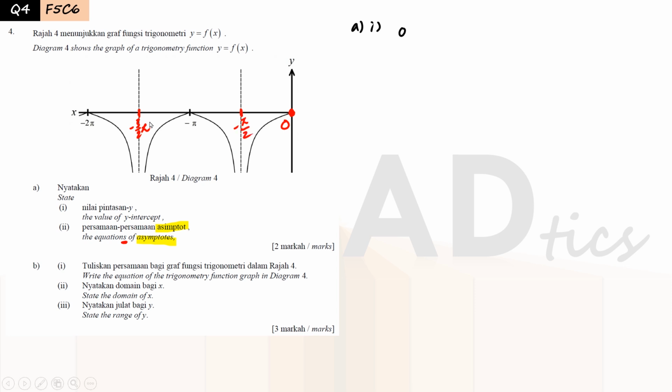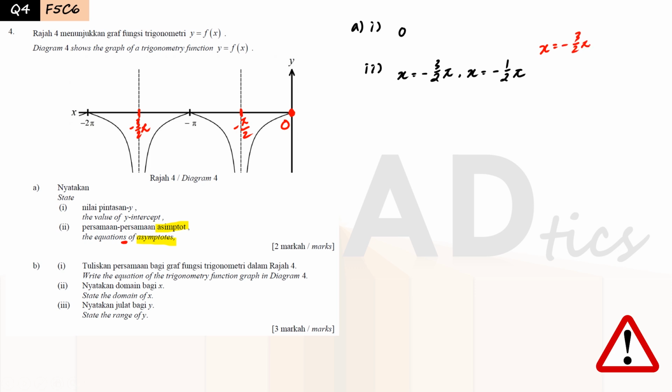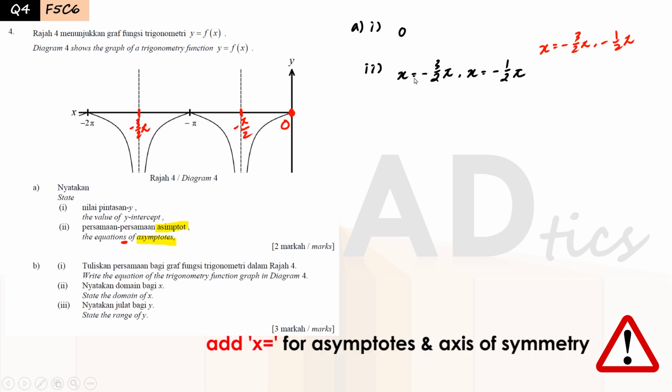So the equations we can write in this way: x equals negative 3 over 2 pi and x equals negative 1 over 2 pi. And make sure you split it to write out the answers. Don't write it in this way, because this means that the x values here are values, not a line. For lines, we need to make sure to put x equals in front, which is similar to the axis of symmetry. Okay?